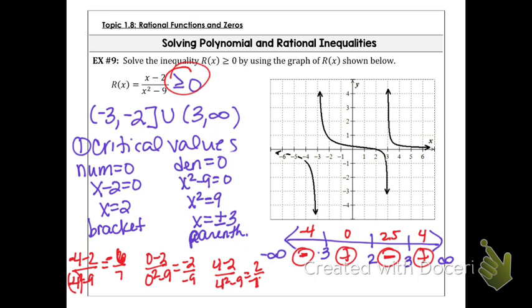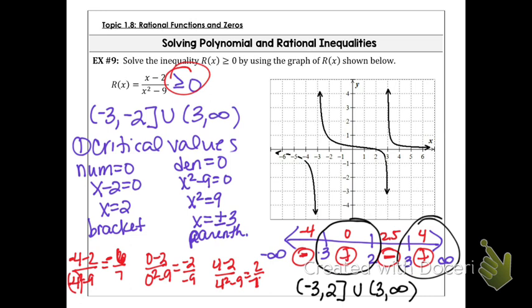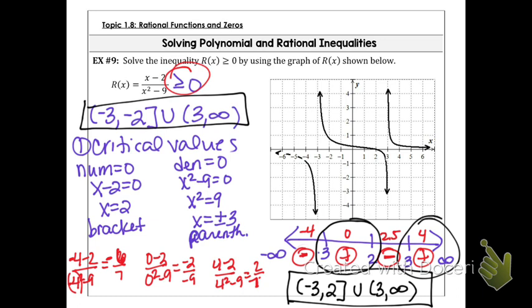So I'm going to come over here to my number line. I can see that it is positive right here from negative 3 to 2. Negative 3 is always a parenthesis. 2 is always a bracket. And I can see it's positive right here from 3 to infinity. We said 3 is a parenthesis, and infinities are always parentheses. So we got the same answer algebraically as we did up here when we looked at our graph. Because they're not always going to give us a graph.